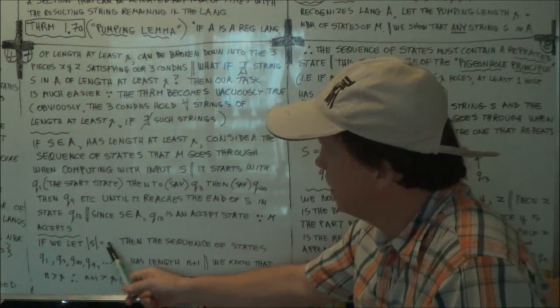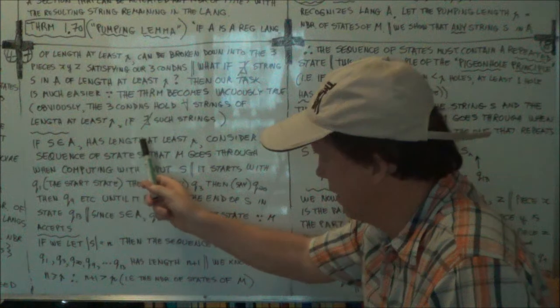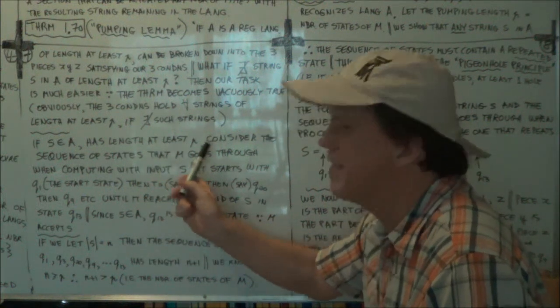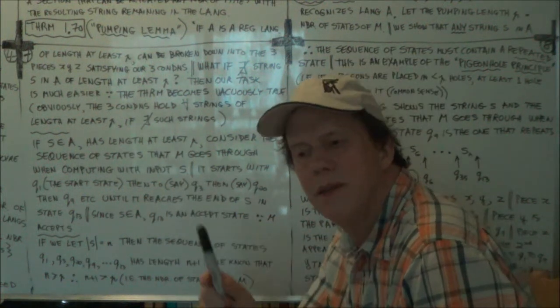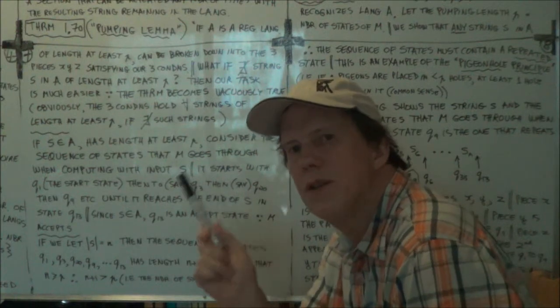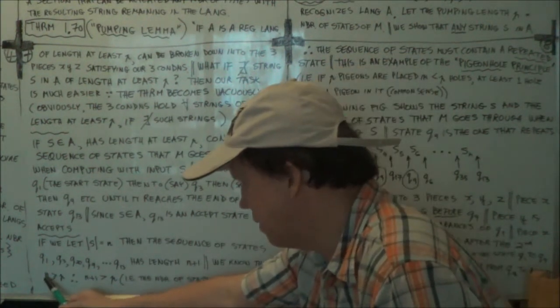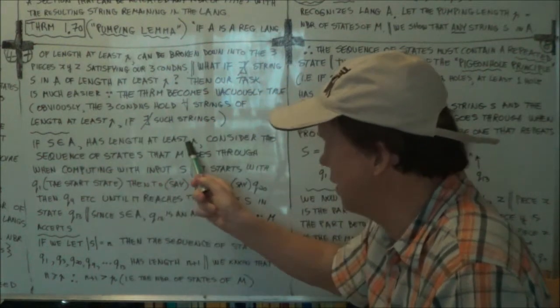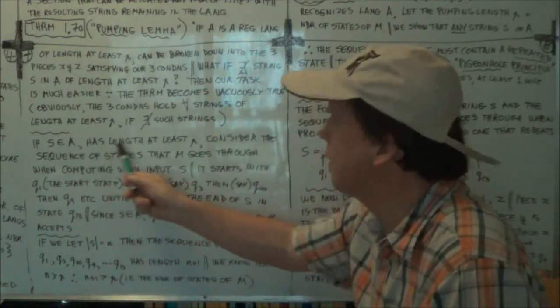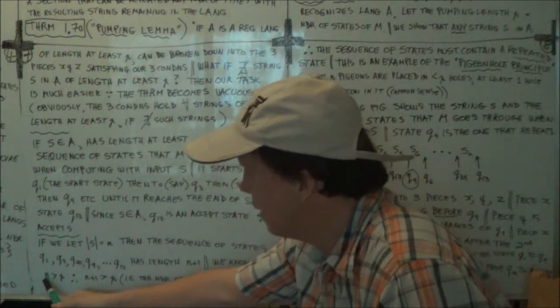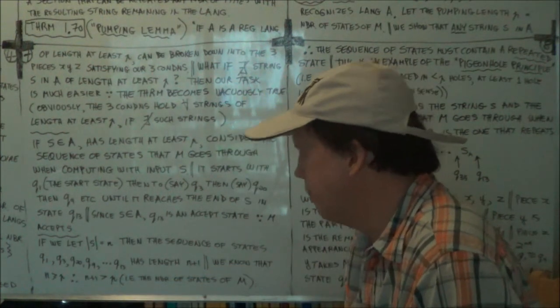And therefore n is at least p. So n is greater or equal to p, right? That's said here and here. You put these two together and you deduce that n is greater or equal to p.